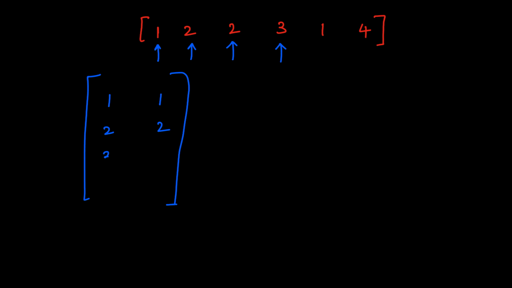Next entry is 3. It does not exist, so I'll add it with the frequency 1 and increment the pointer. The next element is 1. As it exists in the collection, I'll increment its corresponding frequency to 2. And the last element is 4, so I'll add it to the collection, setting the frequency to 1.